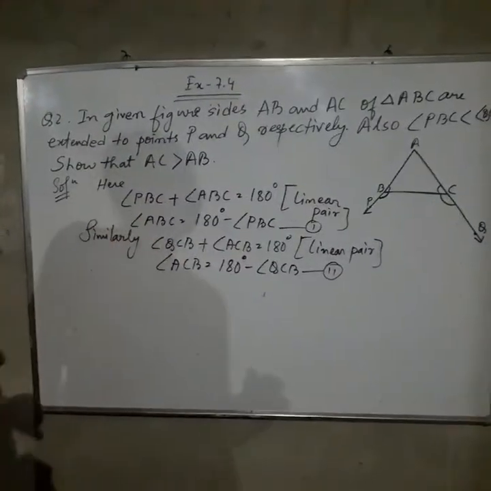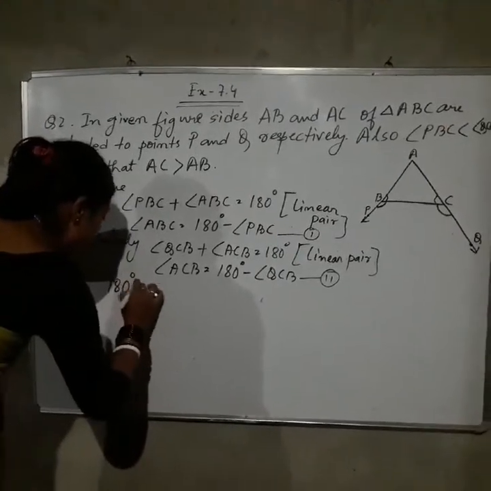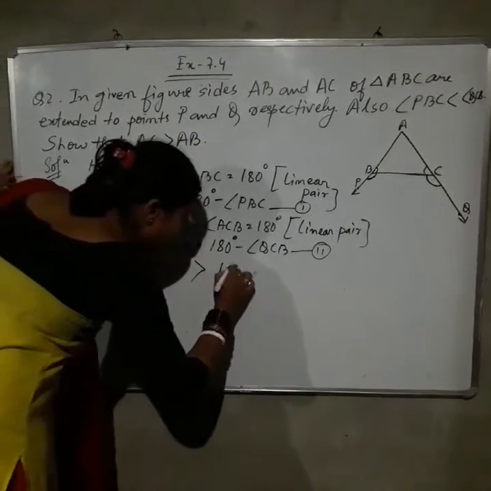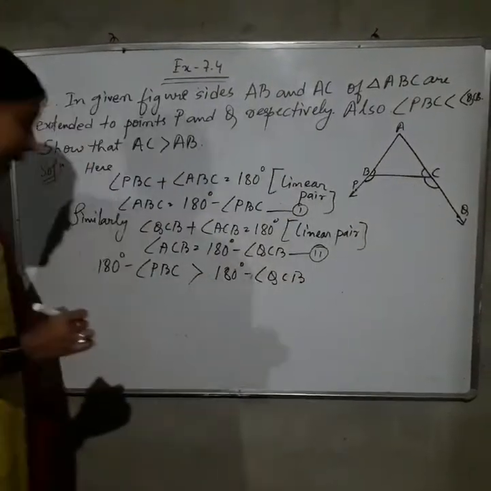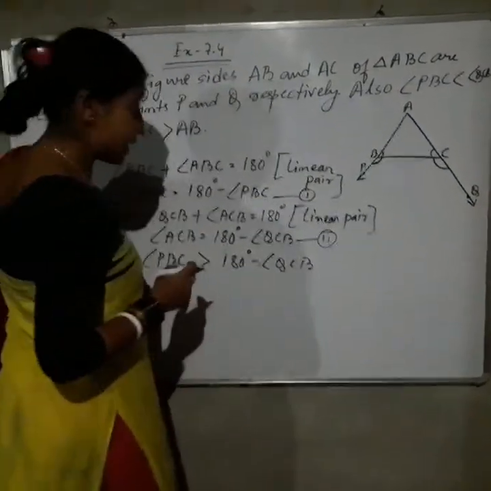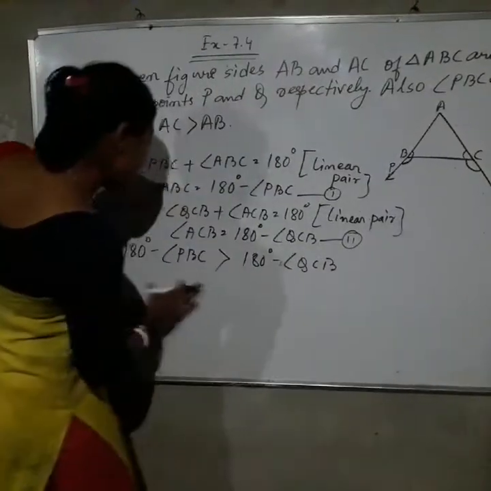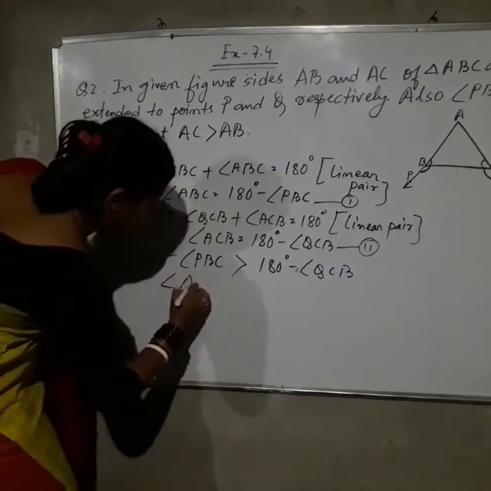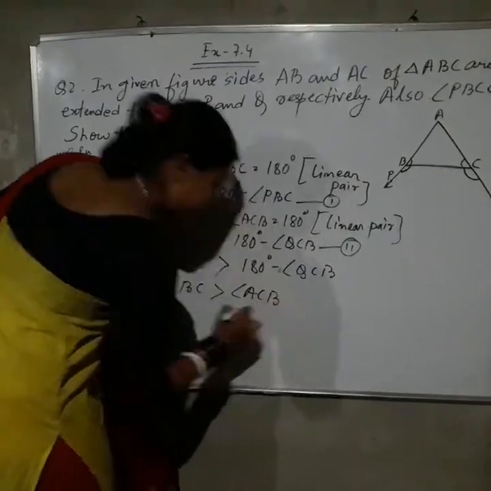Now from these two equations, what can we write? We can write 180 degrees minus angle PBC is greater than 180 degrees minus angle QCB. So from these two, we can write angle ABC is greater than angle ACB.